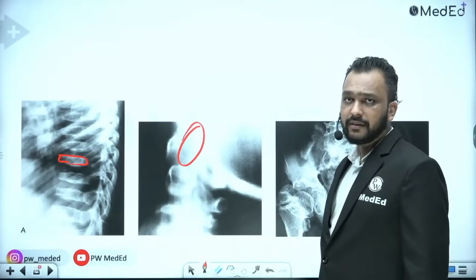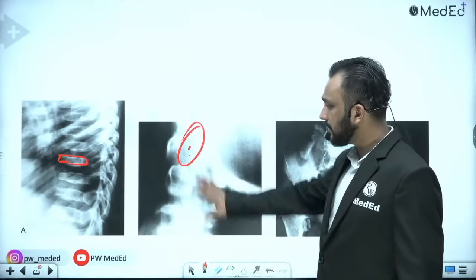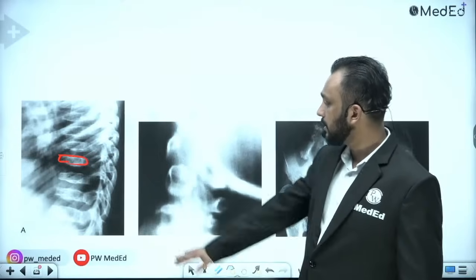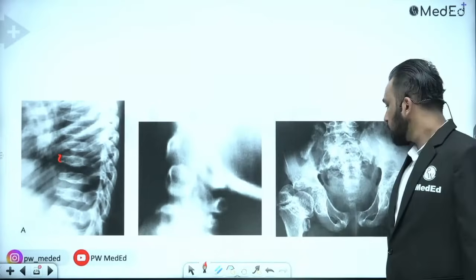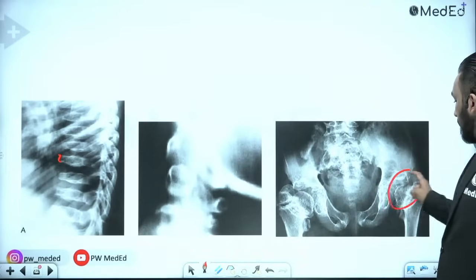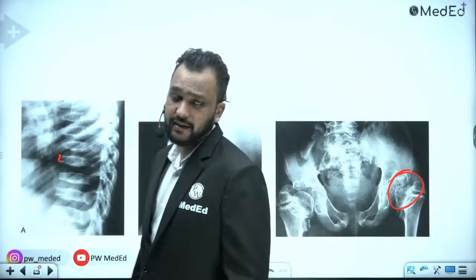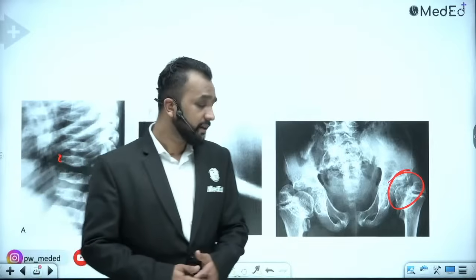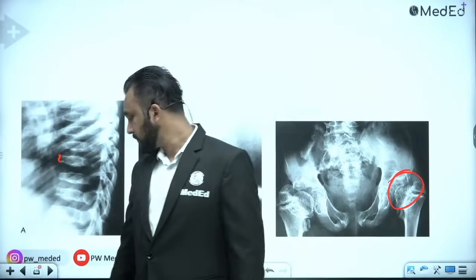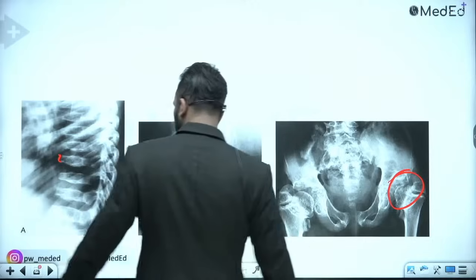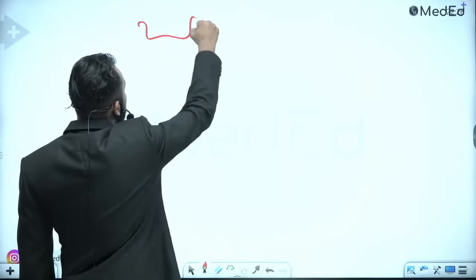Yes, triple bubble is in jejunal atresia. Dens of the axis can be absent. And this is seen in again Morquio syndrome. Your head of the femur can be dysplastic, and this can result in dislocation of the head of the femur. All these are seen in Morquio syndrome.